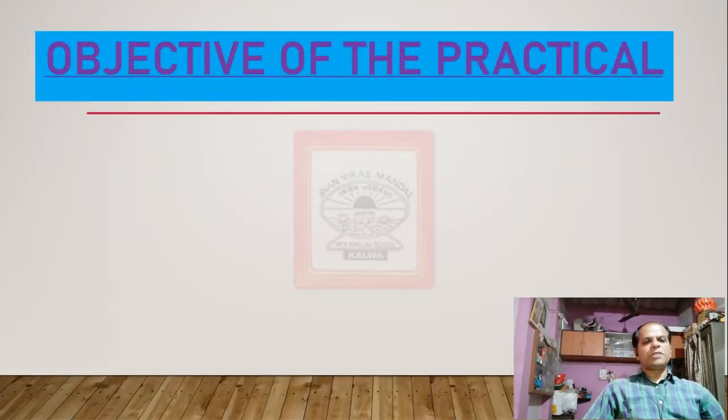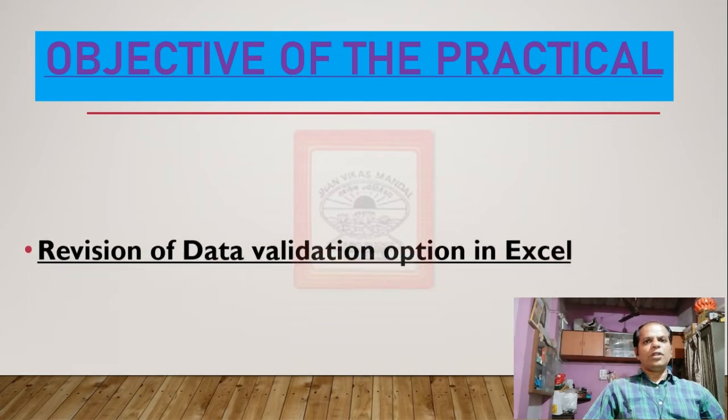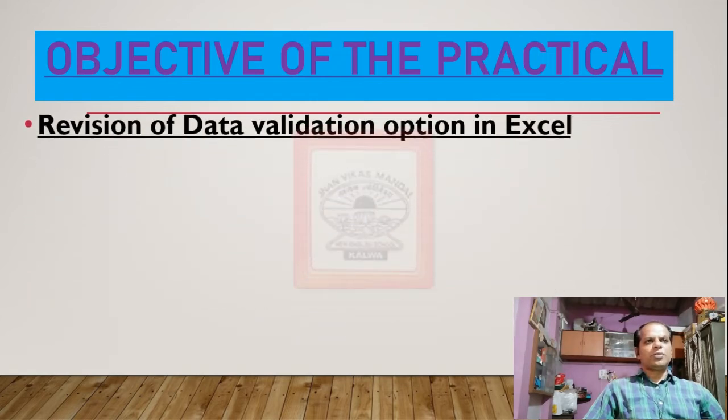Now, the objective of today's practical is that we are going to do a revision of data validation options in Excel. Normally, when we enter data, we want to check whether the data we have entered is correct or not. For that checking, we use some data validation rules, which we will revise today. We have already seen this practical once before, but once again we will revise this option in Excel.